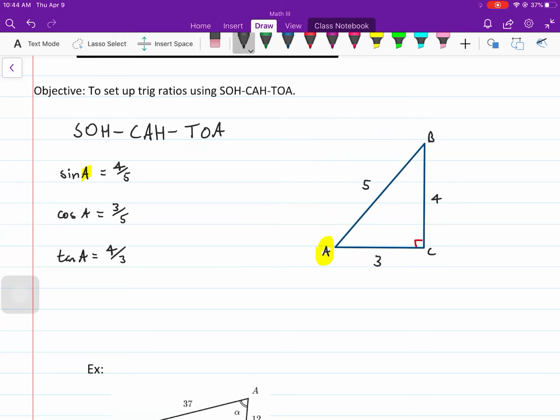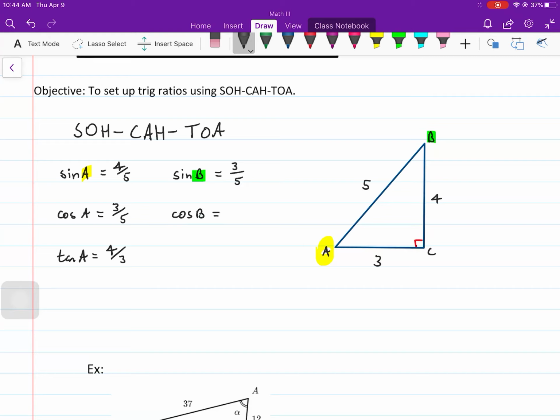Now let's switch it up a bit. Let's just say we wanted sine of B. Now everything completely changes. B is our new reference angle. So in reference to B, because sine is opposite over hypotenuse, our opposite is now 3 over the hypotenuse of 5. Notice the hypotenuse always stays the same.